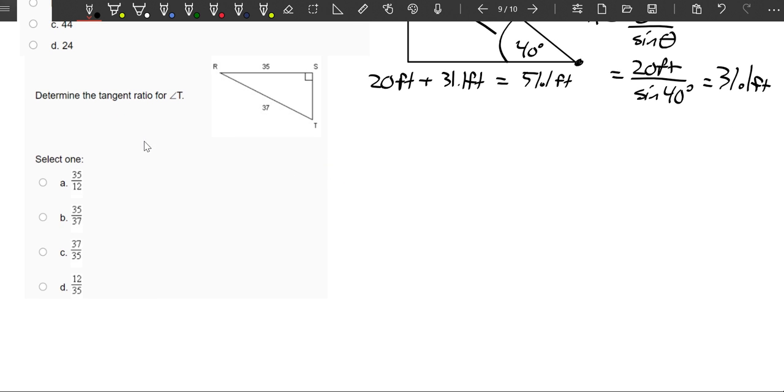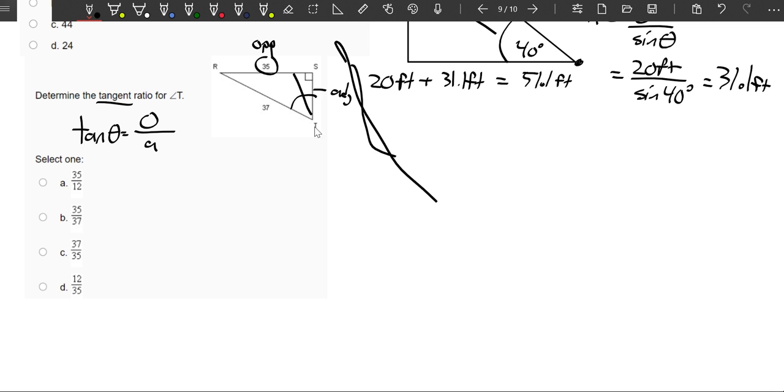So here we have determined the ratio for angle T. Angle T is right here. And I'm looking for tangent. Tangent is opposite over adjacent. For angle T, this is my opposite side. And this is my adjacent side. Let's move this line there. So opposite side is 35. So I need 35 on the top, which means it's not any of these guys.